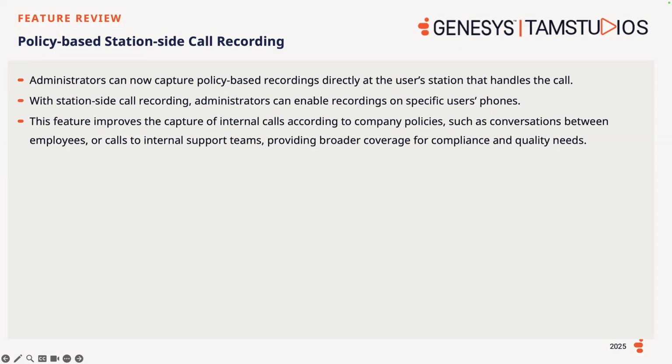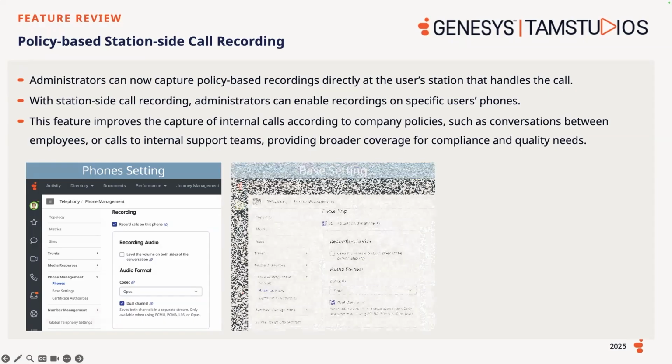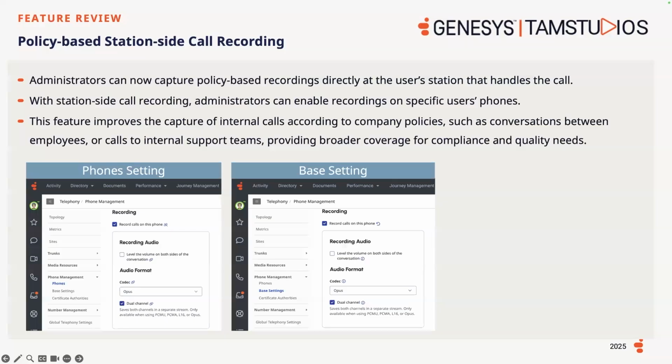There are two ways to activate station-side recording. You can enable it by clicking the Record Calls on this phone checkbox in the phone settings and selecting the audio codec and dual channel settings. Alternatively, the user can activate it by following the same step on the base settings, and then all phones related to this base setting will have the station-side recording at once.